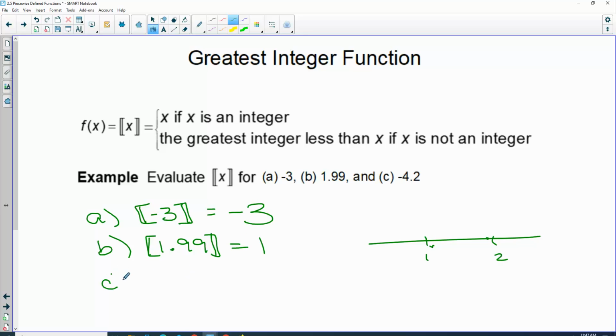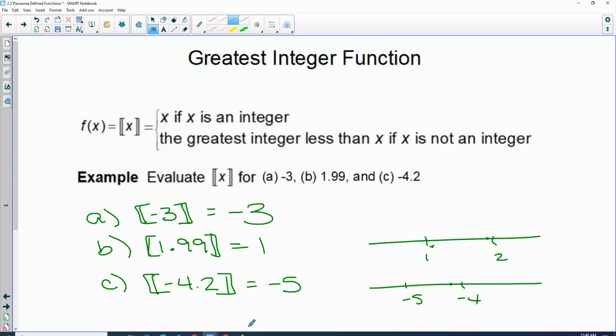If I ask for the greatest integer of negative 4.2, negative 4.2 falls between negative 4 and negative 5. What's the smaller of those two numbers? So we get out negative 5. So just ask yourself, what two numbers does it fall between? Your answer is the smaller of the two. Alright. Do you guys understand how we evaluated those?